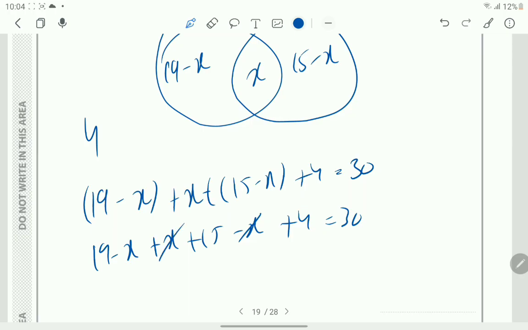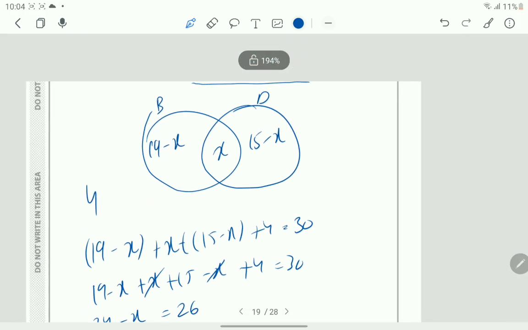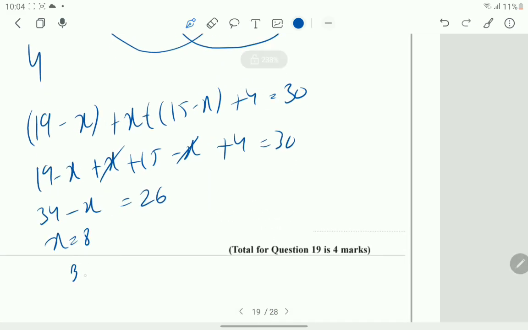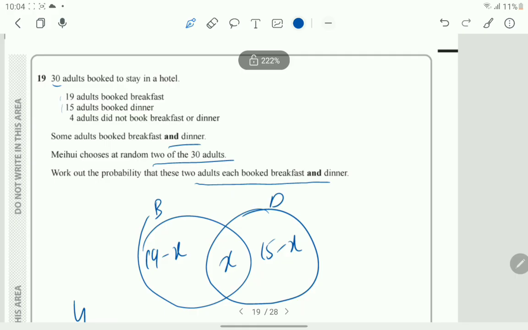The plus x and minus x cancel, so we have 19 plus 15, 34 minus x, equals 26. So x equals 34 minus 26, which gives us 8. So there are 8 people that have booked both breakfast and dinner, and so the probability of choosing 2 of them, let's go back.